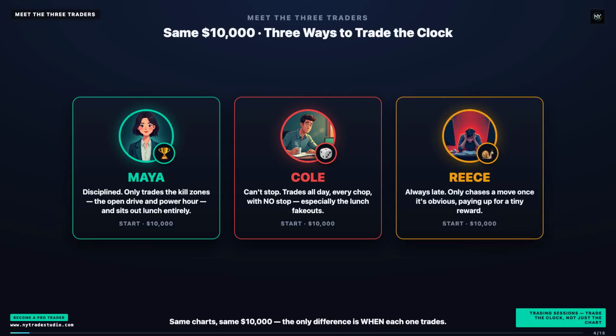Next, this is Cole. Cole cannot stop. He trades all day long, every wiggle with no stop loss, and he simply cannot resist a lunchtime breakout. And finally, this is Reece. Reece is always late. He waits until a move is obvious, then chases it for a tiny reward against a big risk. Same $10,000, same charts. The only thing that differs is the clock, so let's watch what that does to their accounts.